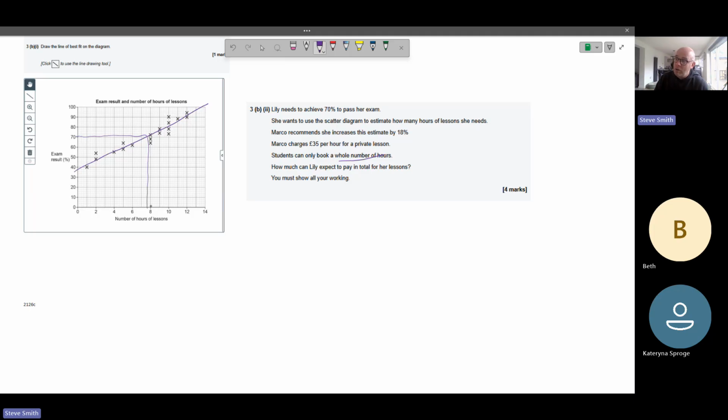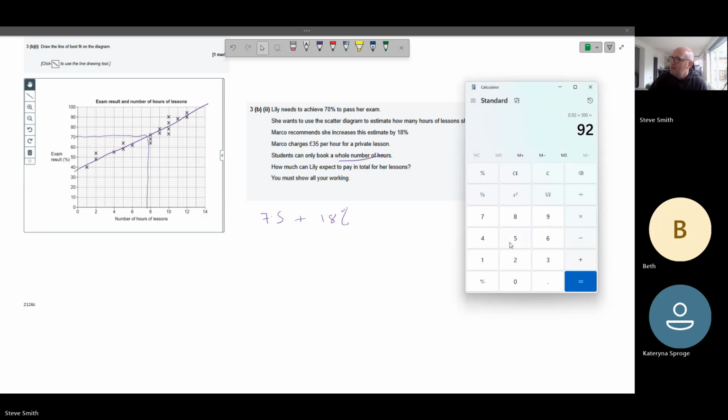Okay, so we're going to go down and we said, oh, we need 7.5. Because we've gone down there, that's 7, so that's 7.5. Then we're adding 18%. Okay, so we're not putting it to the nearest hour until we've added that 18%. Just, that's my mistake. So I've got my calculator again because it's a calculator paper. I think I've got my calculator. Have I closed it? No, I'm not.